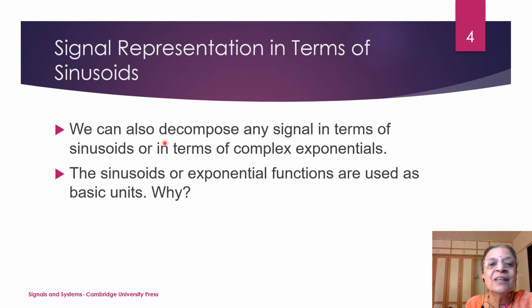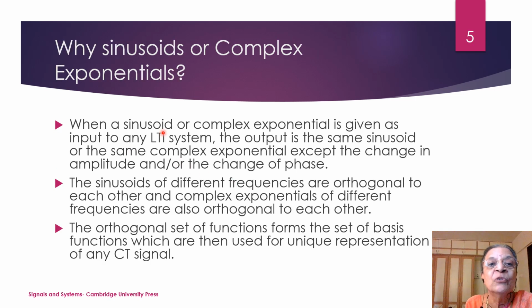So let us see how we can represent the signals in terms of sinusoids. As I said, we can also decompose any signal in terms of sinusoids or in terms of complex exponentials. The sinusoids or exponential functions are then used as basic units. Now, why can we do so, or what is the reason for selection of trigonometric functions or the exponential functions? So why are we selecting sinusoids? Because when a sinusoid or complex exponential is given as input to any LTI system, what is the output? The output is the same sinusoid or the same exponential function, except that there will be a change in the magnitude and there can be a change in the phase also.